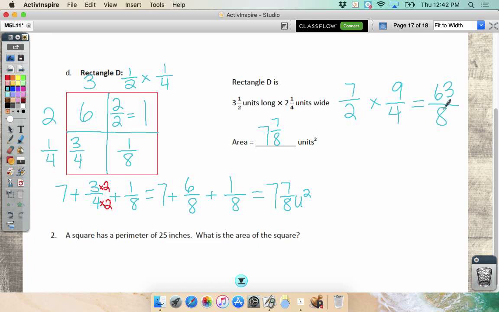8. And how many times does 8 go into 63? 7. And what is 8 times 7? 63. No, 56. Oh, right? 60, 61, 62, 63. 7 and 7/8. Is that 7? Yes, it is, because it's 13 minus 6. Square units. You guys rock.